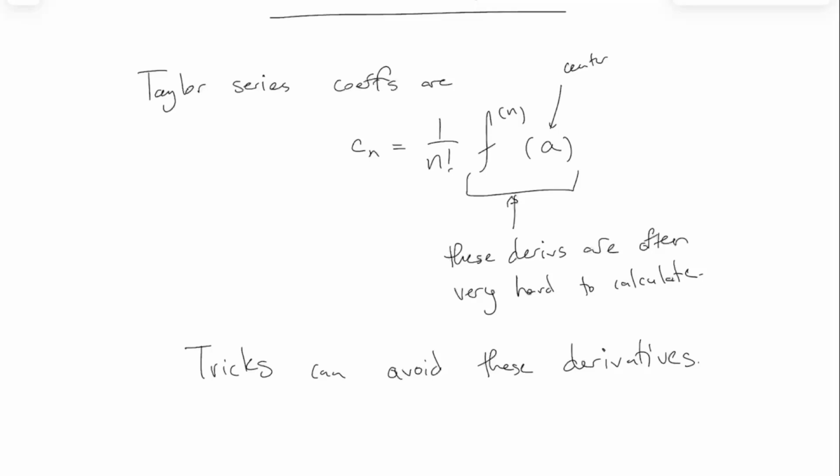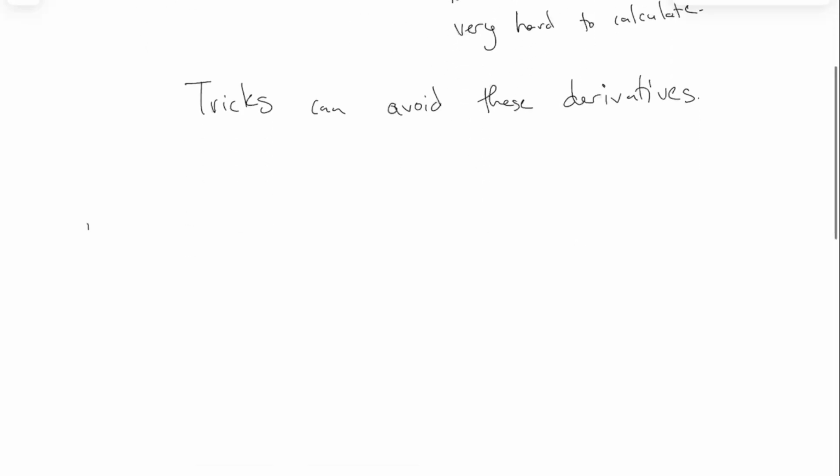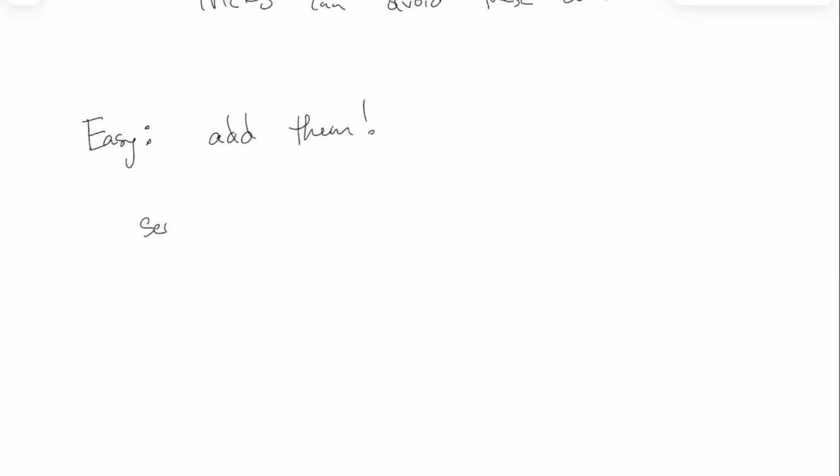Okay, tricks. The first of the 3 tricks is very simple. A very easy one is: add them. For example, let's find the series for e to the x plus 2 cosine x. The trick, which I will call add them, is just, well, we already know the series for e to the x and the series for cosine of x. And so we can just add them up.